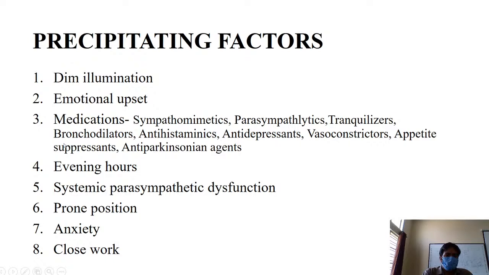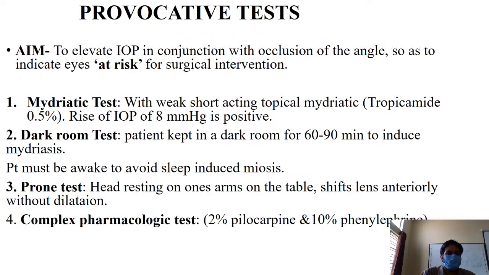So what are the medications? Mostly these are sympathomimetics and antipsychotic drugs such as antidepressants and antiparkinsonians. These are the drugs which cause pupillary dilatation and lead to angle closure glaucoma. The other risk factors are the prone position, anxiety, and close work. I told you, because of close work there is accommodation, and because of accommodation there is more opposition of the iris and the lens.